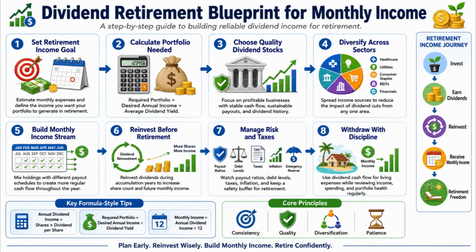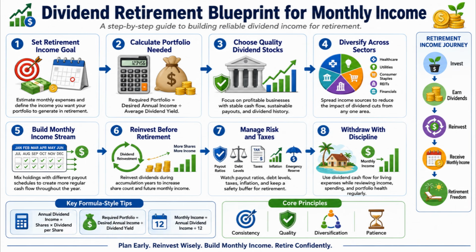The main formulas shown in this blueprint are simple but useful. Annual dividend income equals the number of shares multiplied by the dividend paid per share. The required portfolio can be estimated by dividing desired annual income by the expected dividend yield. Monthly dividend income can then be estimated by dividing annual dividend income by 12. These calculations provide a starting point, although real-world results may be affected by taxes, dividend changes, market prices, and inflation.